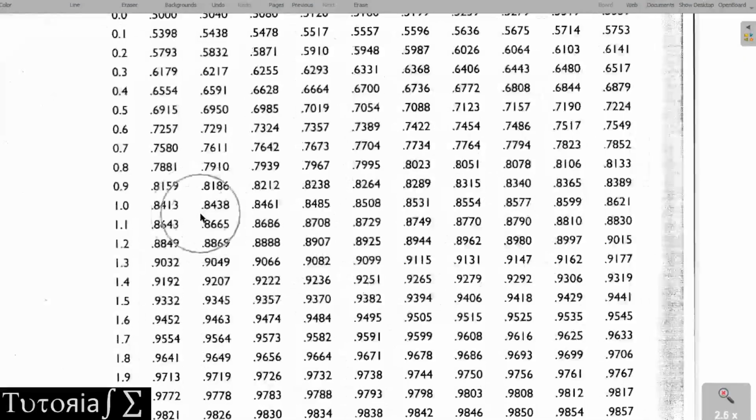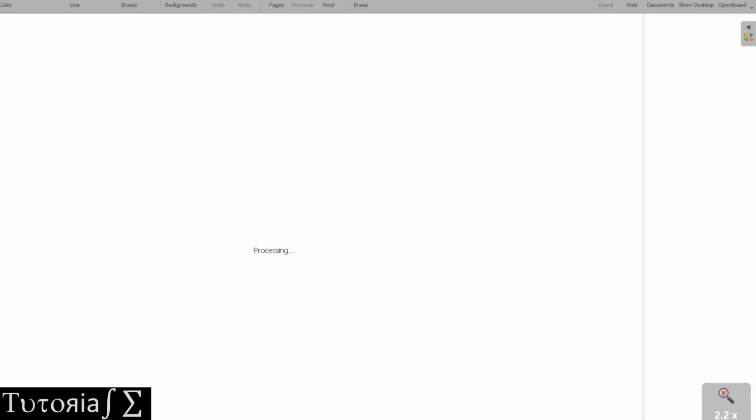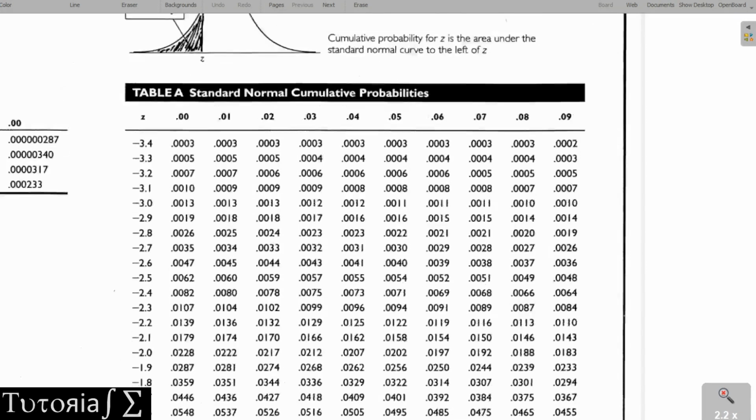If you observe, the table has two parts. There are these parts that are positive. Then when you flip to the next page, you find that it has these parts that are negative. Okay, and I'm going to explain that in a while.